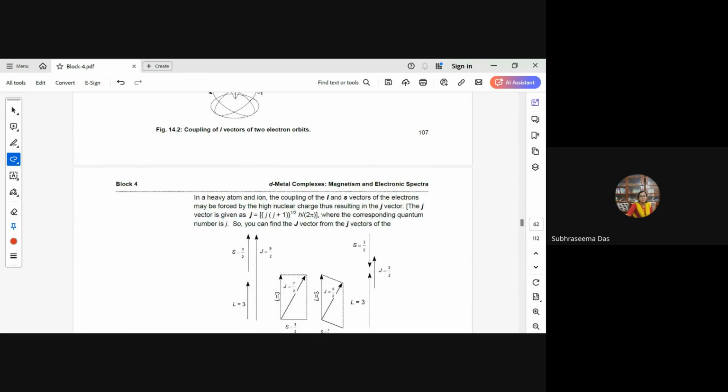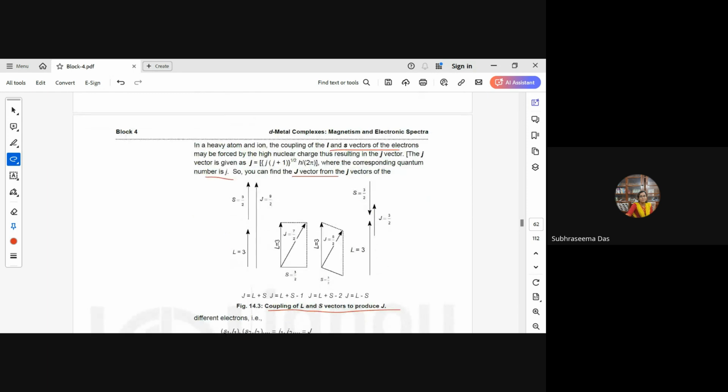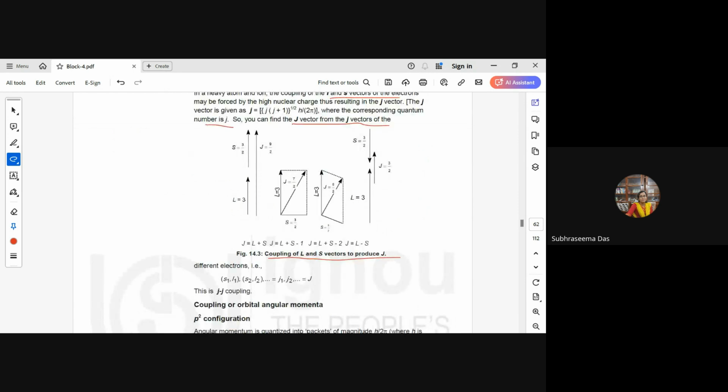In a heavy atom, the coupling of the L and S vectors is forced by the higher nuclear charge, and thus results in the J vector. This small j is given as j into j plus 1 to the power half into h by 2 pi. It is also the corresponding quantum number j. So we can find the J vector from the small j vectors by this equation. This is what we call JJ coupling.